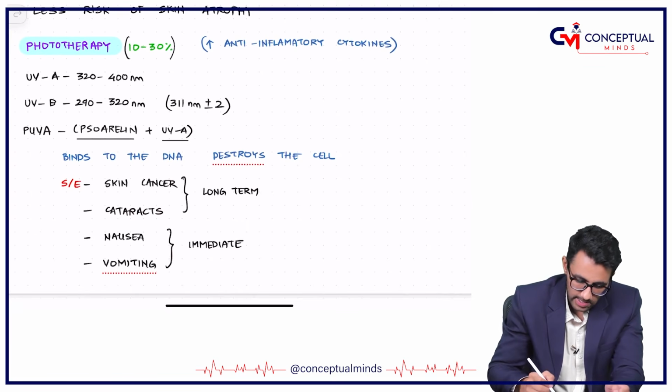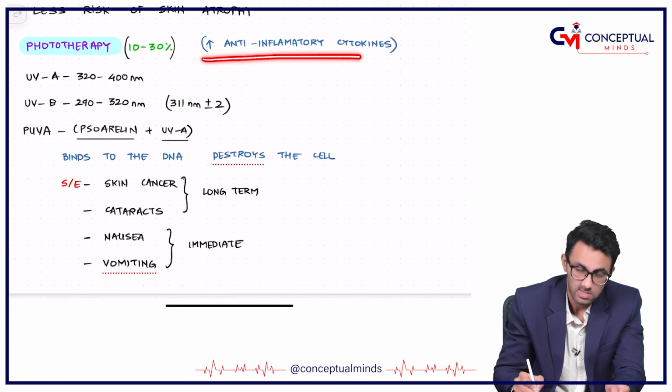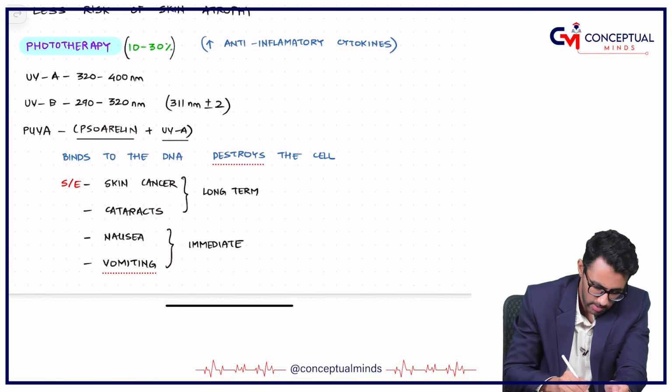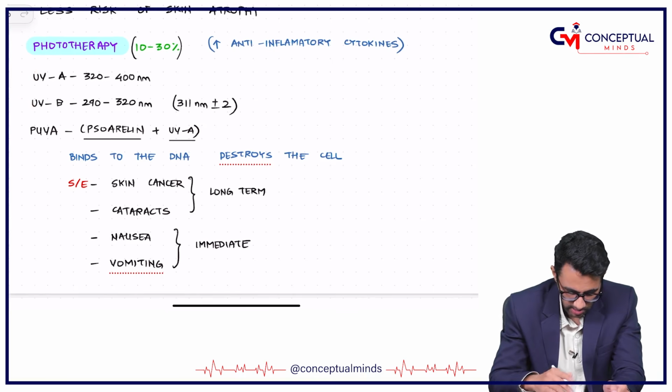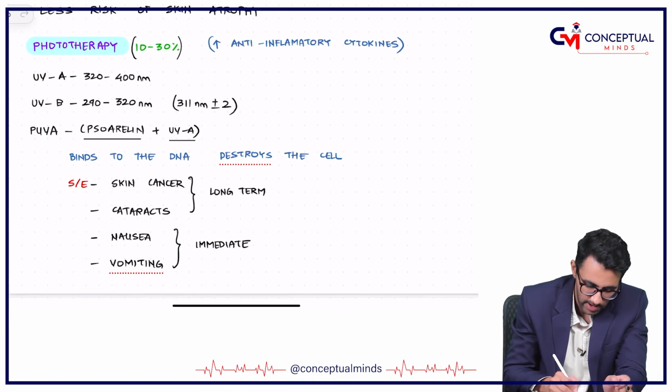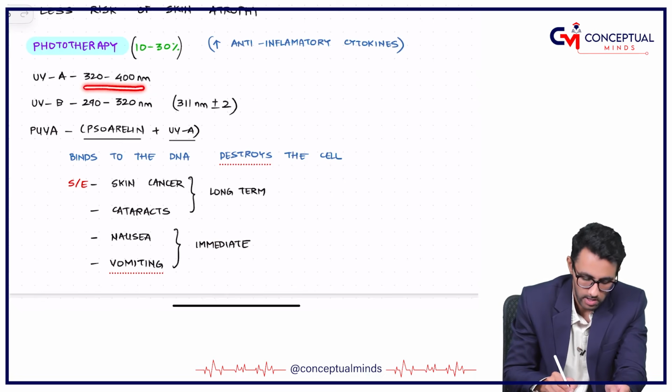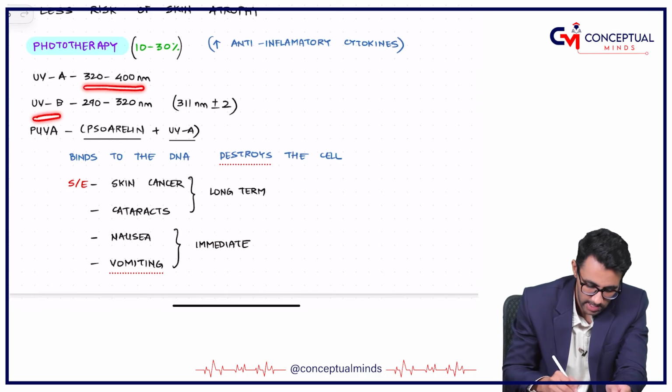Phototherapy increases the anti-inflammatory cytokines. Okay, clear? This one point is clear, we already discussed it with you. The two spectrums we use are UVA and UVB. In UVA, the specific wavelength we want to use is between 320 to 400 nanometer. But more beneficial is UVB, that is from 290 to 320 nanometer.